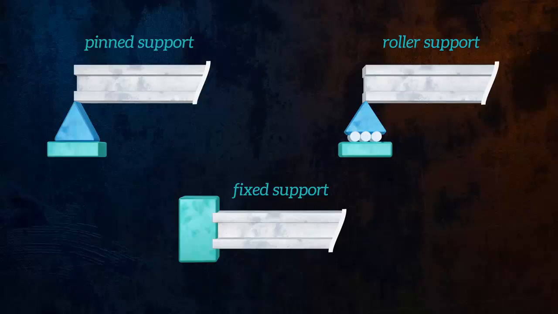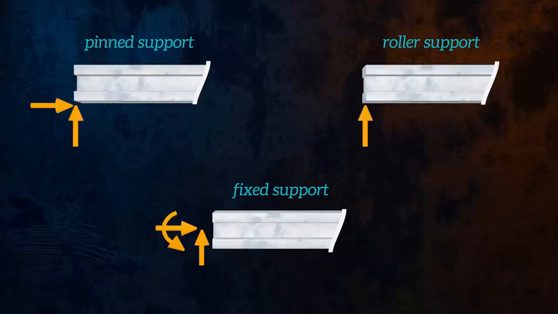If a certain degree of freedom is restrained at a support, we will have a corresponding reaction force or reaction moment at that location. For example, rotations are permitted for a pin support, so there is no reaction moment, but displacements in the vertical and horizontal directions are prevented, so we will have horizontal and vertical reaction forces.